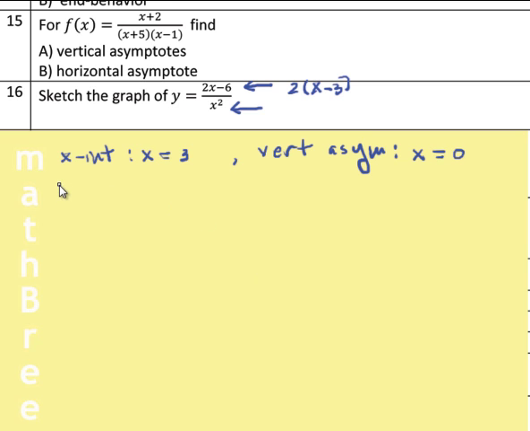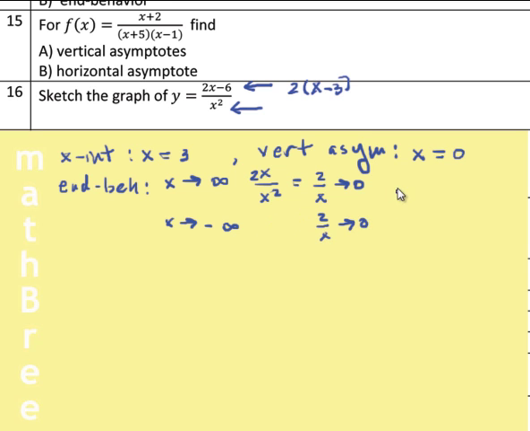Let's look at the end behavior. So as x goes to infinity, we're looking at 2x over x squared, which is equal to 2 over x, which goes to 0. And we'll have the same thing on the other side. So y equals 0 is a horizontal asymptote. Now, y-intercept is none, because if we substitute in x equals 0, the denominator is 0, so no y-intercept.